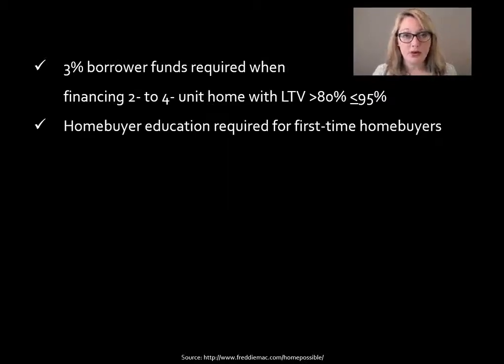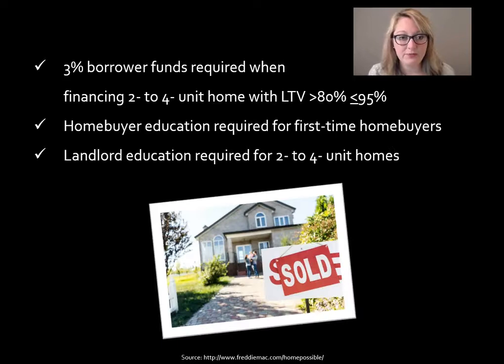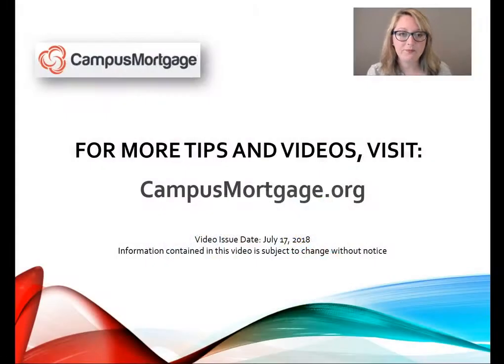Now, for both programs, Home Possible and Home Possible Advantage, homebuyer education is required for first-time homebuyers. And again, you qualify as a first-time homebuyer if you haven't owned a home in the last 3 years. Landlord education is required for someone who is purchasing a 2 to 4 unit home, which again is only allowable under the Home Possible. All right, that concludes this 3-part video series.